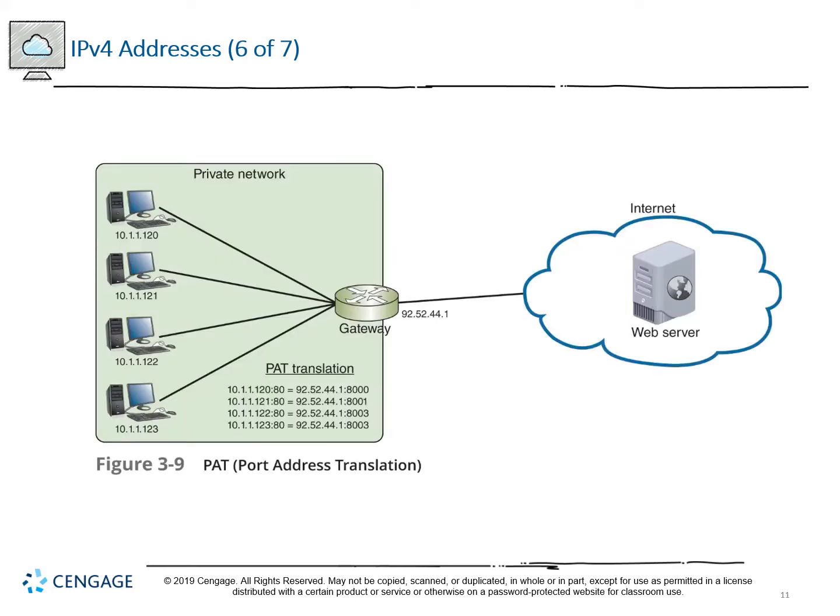So here we see port address translation in action. We've got 4 computers, 10.1.1.120, 121, 122, and 123. The translation is where we go from those computers to our gateway at 92.52.44.1. The addresses translate as we see here.